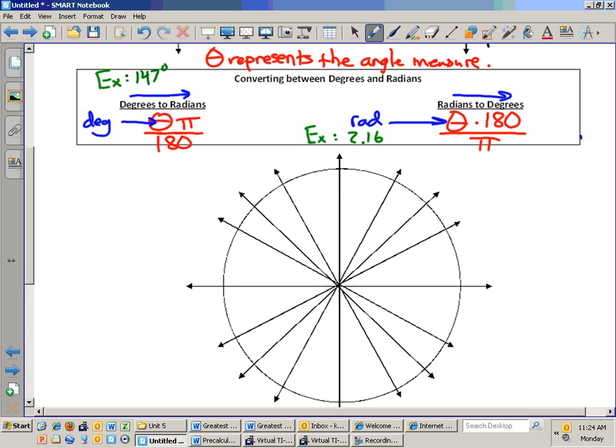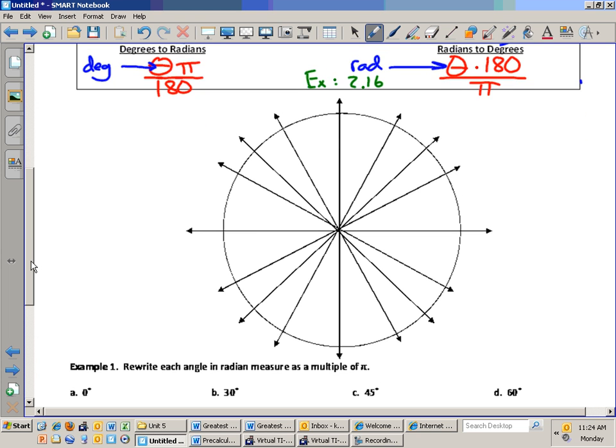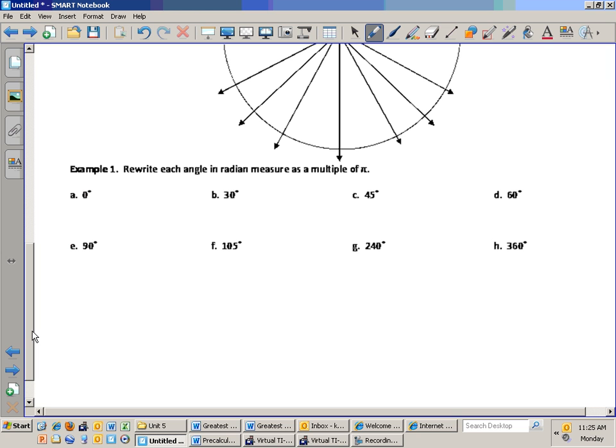Because 2 degrees is very different than 2 radians. So here's a circle we're going to put some marks on. We're going to do some conversion right now, and then you could get started with your assignment. But it says rewrite each angle in radian measure as a multiple of pi. So namely what we want to do is take theta and multiply that by pi and then divide it by 180.